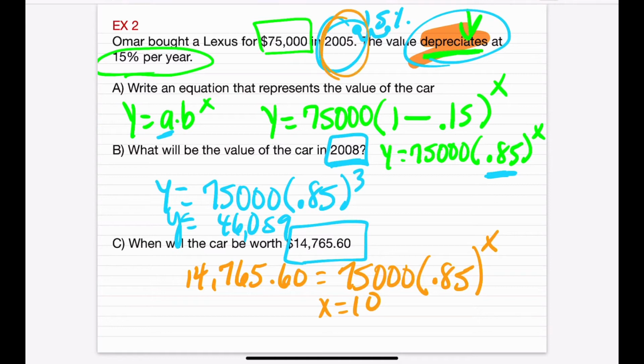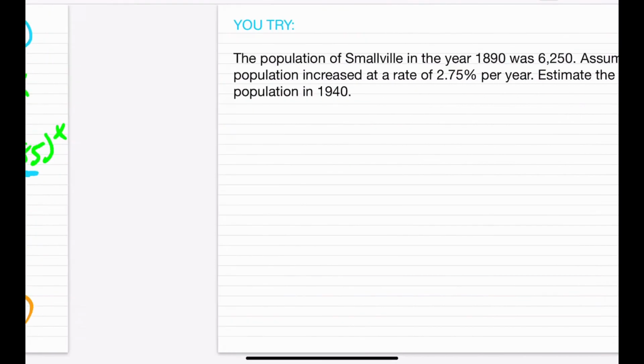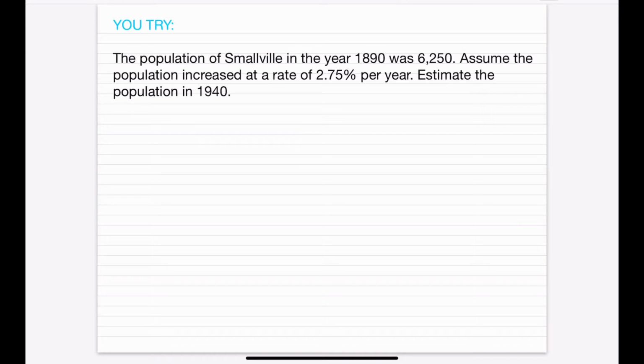So the initial value of the car was $75,000 in the year 2005, but 10 years later, that leaves you at 2015. Go ahead and try the following. Pause the video and answer the question, then come back. The population of Smallville in the year 1890 was 6,250. Assume the population increased at a rate of 2.75% per year. Question is, estimate the population in the year 1940.